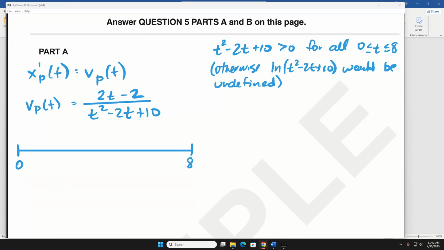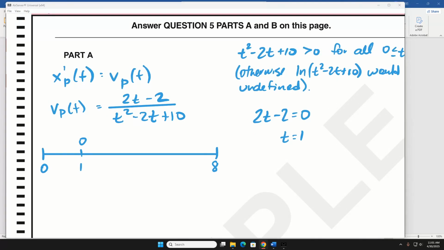And this particle is always going to have a velocity, so I know that that's the case. And so when I'm trying to find when this velocity is 0, the only thing I have to worry about is the numerator. So we need to find when 2t minus 2 is 0. You can do that in your head, right? It's just 1. So when t is 1, this velocity is going to be 0.